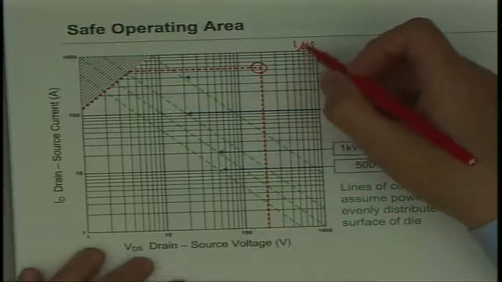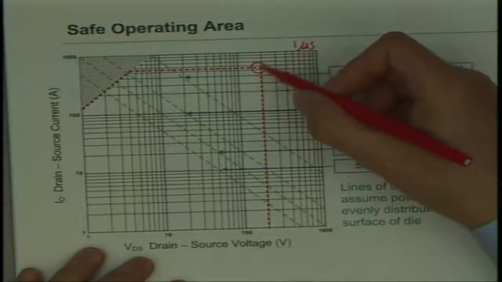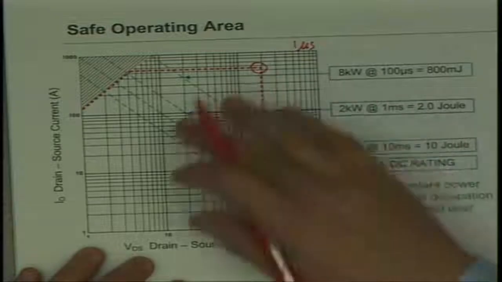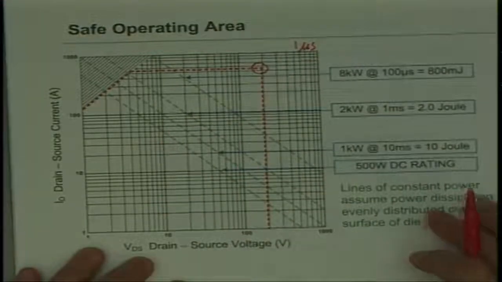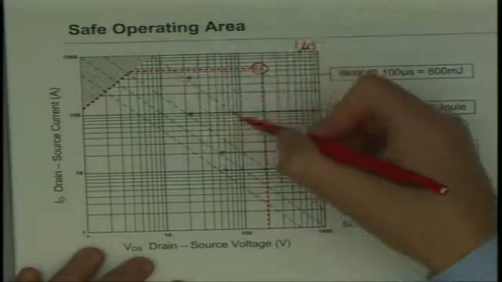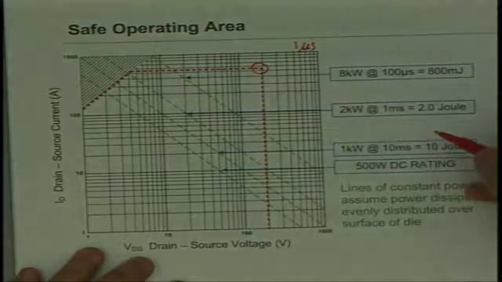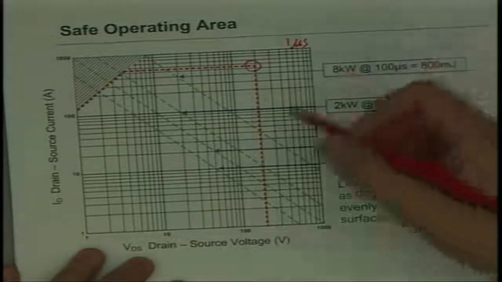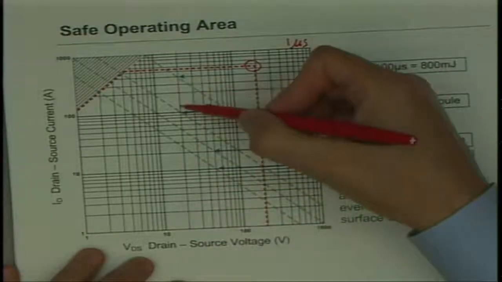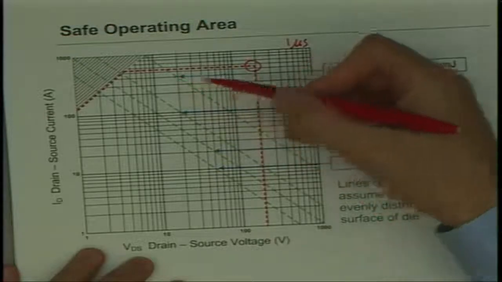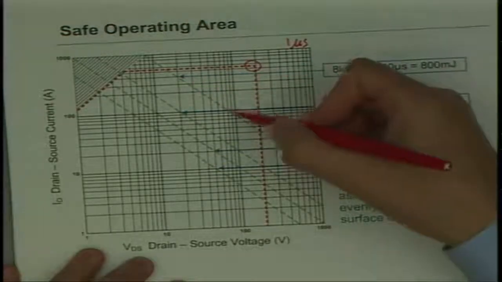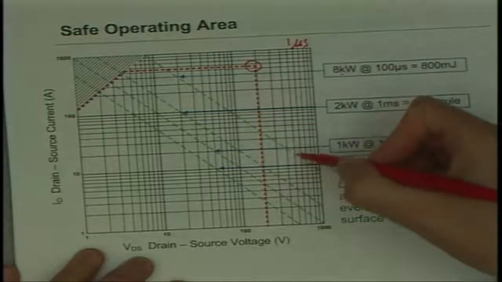So a microsecond's even a fairly long time, especially to be at absolute maximum current and voltage. It would be very unusual that you'd ever even get here. More commonly, you're well within this SOA. And the SOA contains these lines, and each one represents a specific power level. So for example here, 20 volts at 400 amps is 8 kW, and every point along this line is 8 kW.